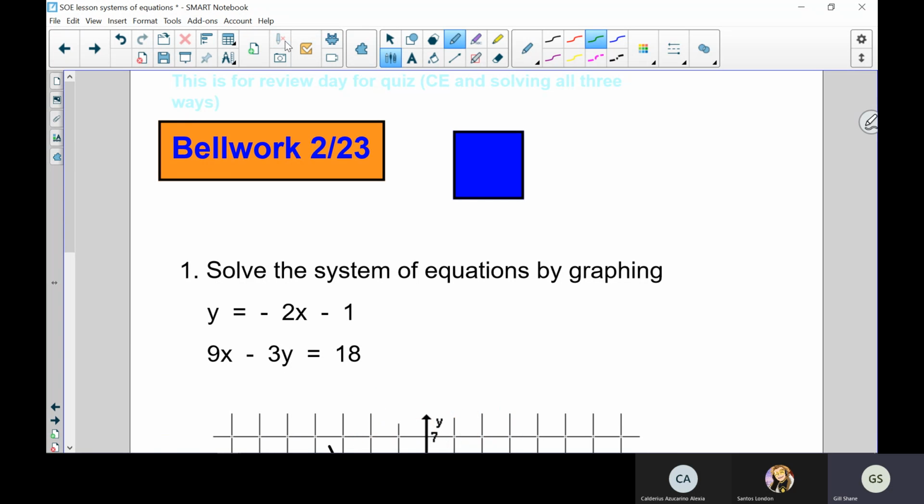We learned two methods of graphing. We're going to use both of them in this problem. On the quiz, you will use both of them. Don't mix them up. They don't go together. They're both completely separate. So keep them separate.